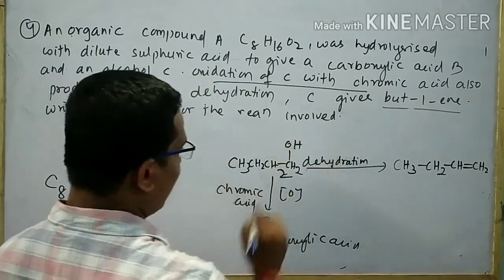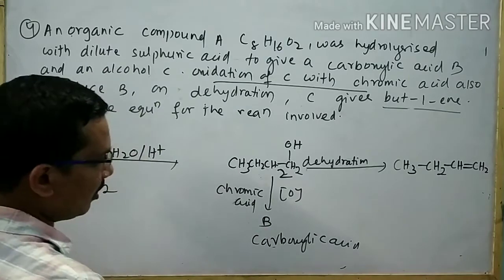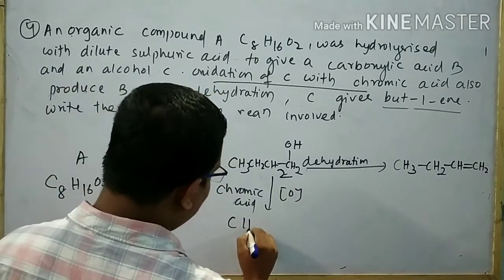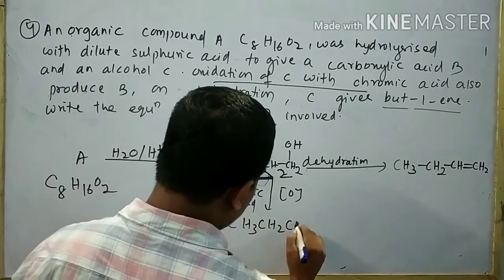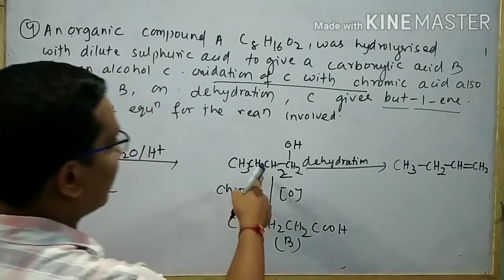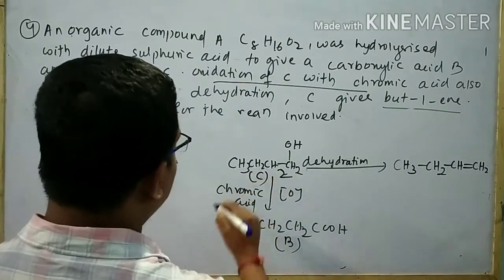CH3CH2CH2CH2OH. This must be your alcohol, that is butanol, and this must be your butanoic acid, that is CH3CH2CH2COOH. That is B, and this is C.